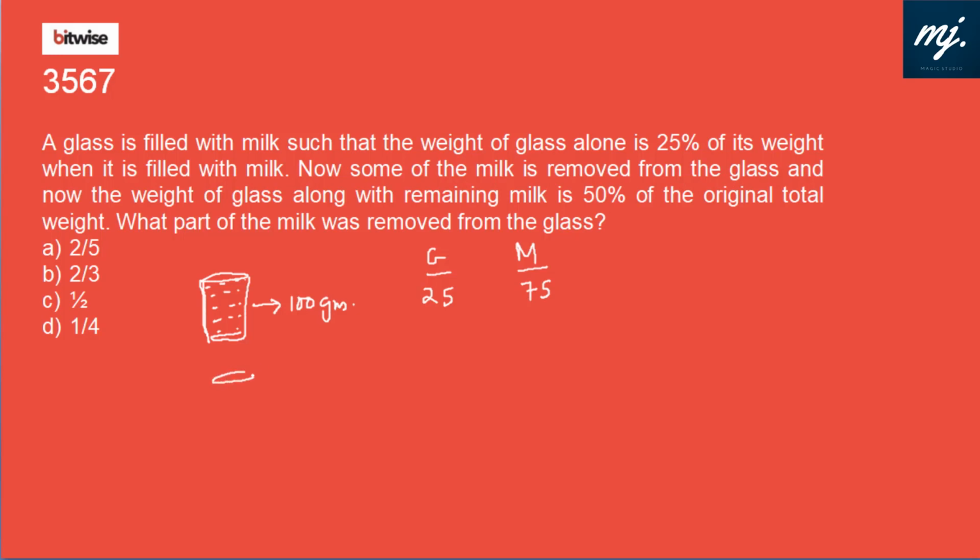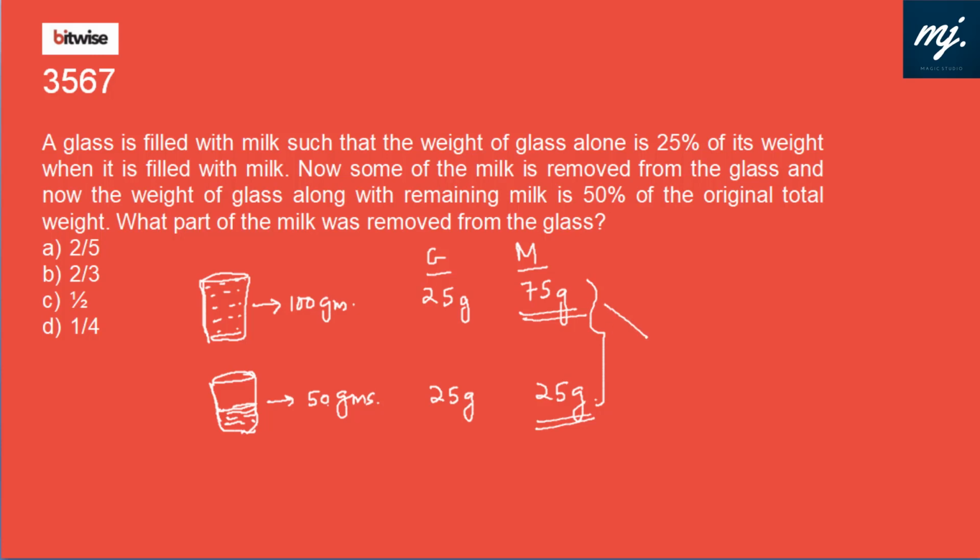Now some of the milk is removed from the glass. The glass remains the same, but some of the milk is removed. And now the weight of the glass along with the remaining milk is 50% of the original total weight. That means this weight is now only 50 grams. Now one thing is very clear, that the weight of the glass will not change. That was 25 grams earlier, this will remain at 25 grams now also. Now the milk weight, which was 75 grams, is now 50 minus 25, that is 25 grams only.